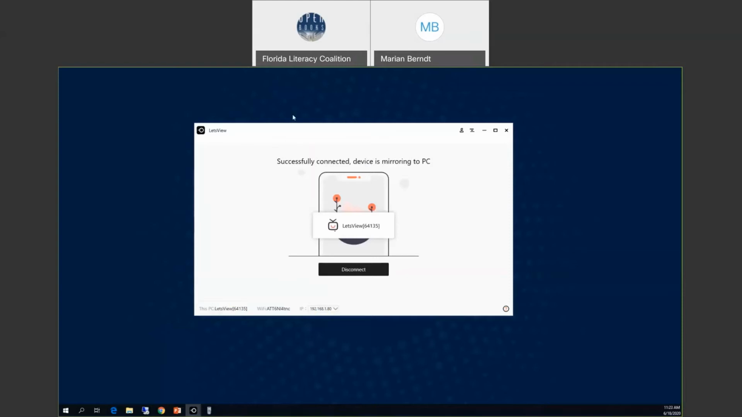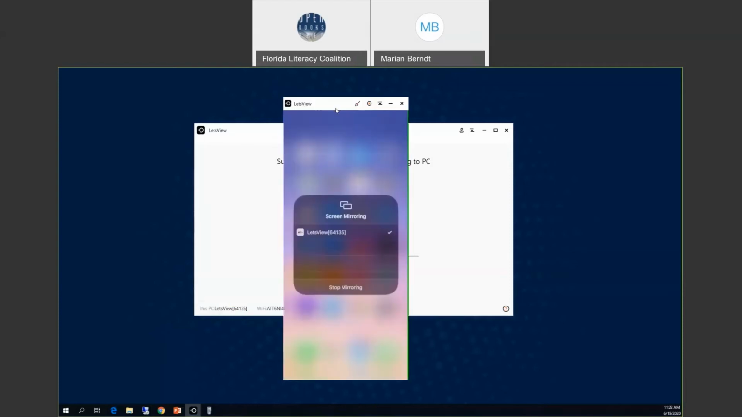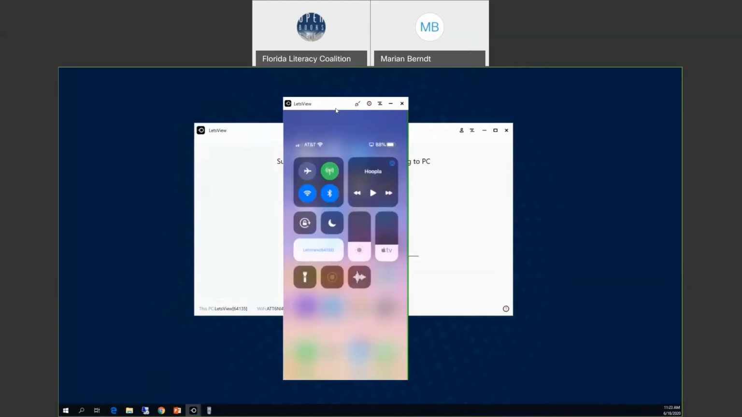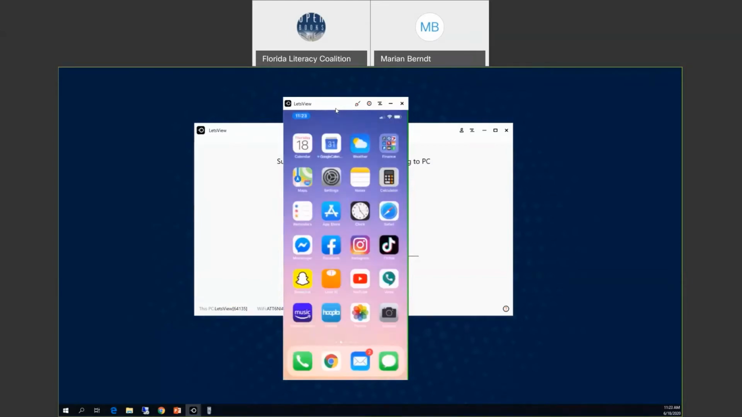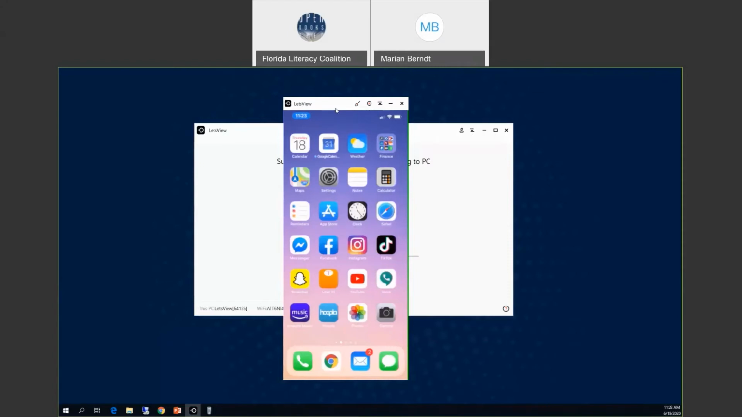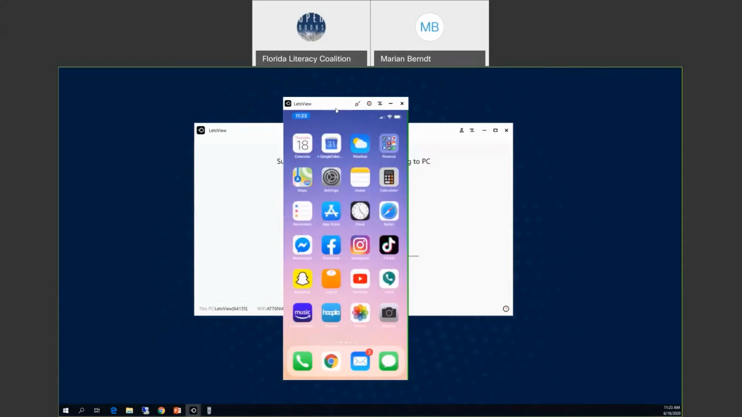So I'm going to show you that right now. Here's my cell phone that you're actually looking at, and this is free. It's called Let's View. I'm going to talk to you about a couple different things that you can do with this right now. And one of the things that you can do, again, this is my cell phone. I'm holding my phone in my hand, and you are seeing it.